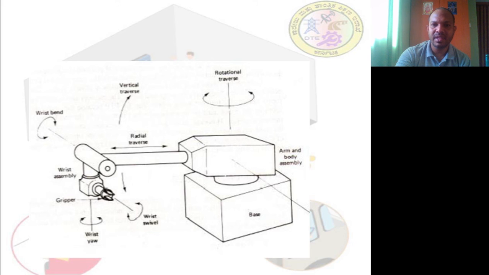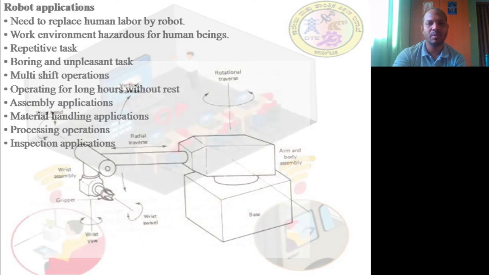Then we have three more motions in the wrist assembly: the wrist bend, the wrist yaw, and the wrist swivel, and the gripper will be there. Gripper is nothing but an end effector. Anything can be an end effector. End effector is the one which is attached to the wrist end to do a specified task. Gripper is used for the pick and place operation of a robot.